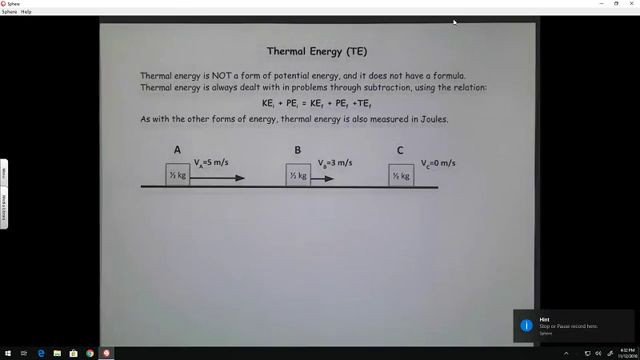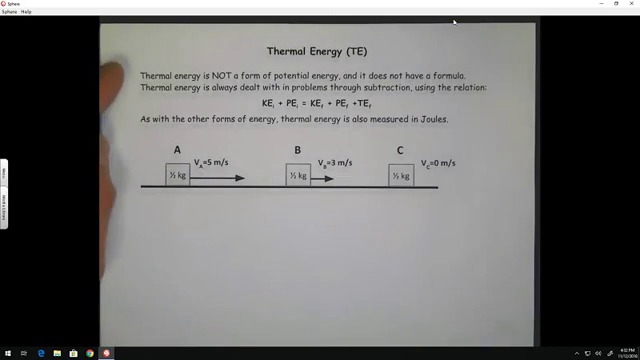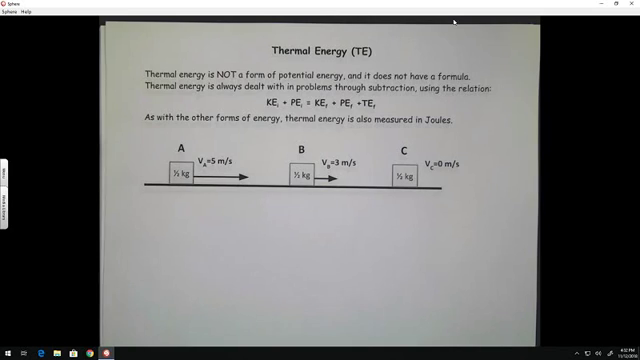So in this example, this is the last example from our packet today. We'll talk about thermal energy, TE, and how to deal with it in problems involving energy. So a couple of statements to make. Number one, thermal energy is not a form of potential energy, and it does not have a formula of its own. Secondly, thermal energy is always dealt with in problems through subtraction, okay, using this relationship.